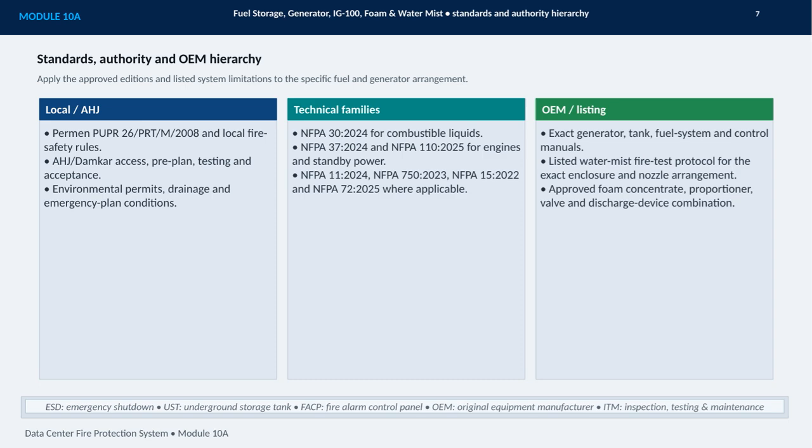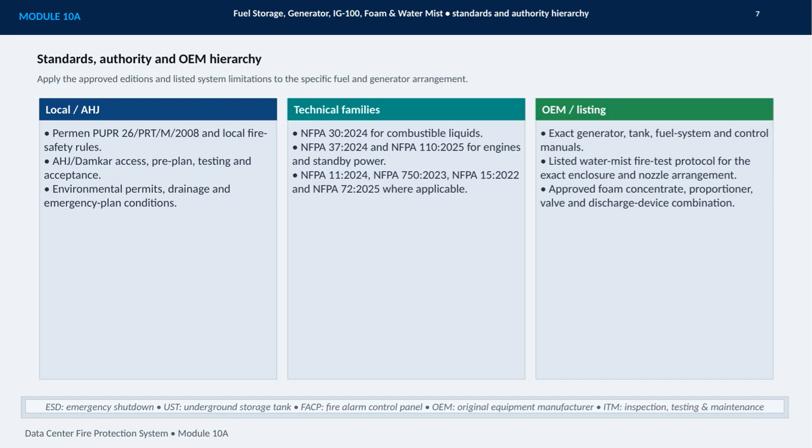NFPA 30 addresses combustible liquids, while NFPA 37 and NFPA 110 cover engines and standby power. Depending on the system, NFPA 11, NFPA 750, NFPA 15, and NFPA 72 may also apply.